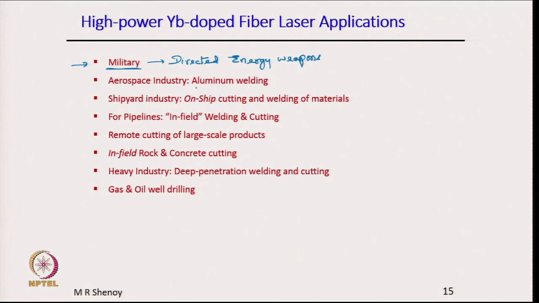In the aerospace industry, for example, welding aluminum is a very difficult task which can be done by using fiber lasers. In the shipyard industry, there are a large number of industrial applications: on ship cutting, welding of materials, for pipelines in the field, welding and cutting, remote cutting of large scale products, because there is a fiber delivery system which can be controlled remotely, and in field rock and concrete cutting. All these are applications of high power Yb doped fiber lasers. Heavy industries, deep penetration welding and cutting, and then gas and oil well drilling, a large number of applications for high power Yb doped fiber lasers.